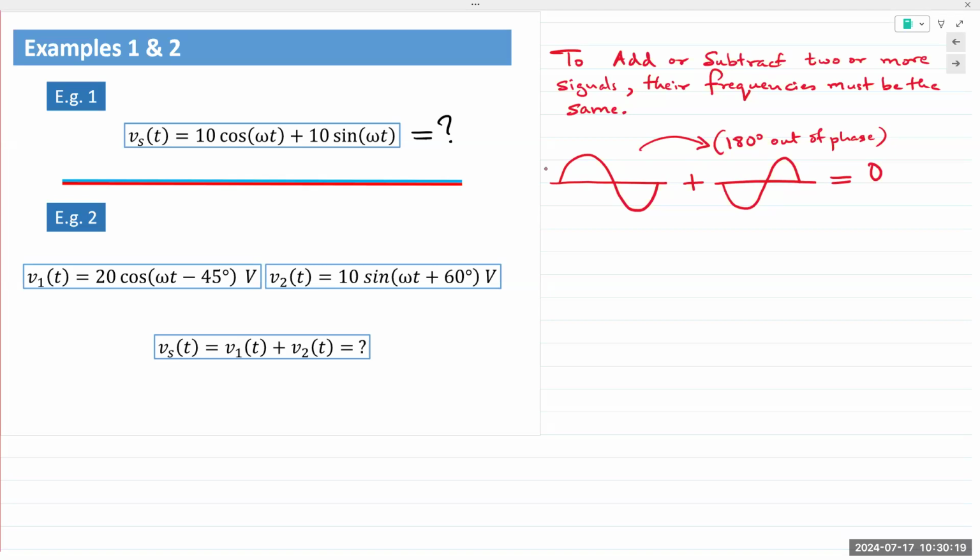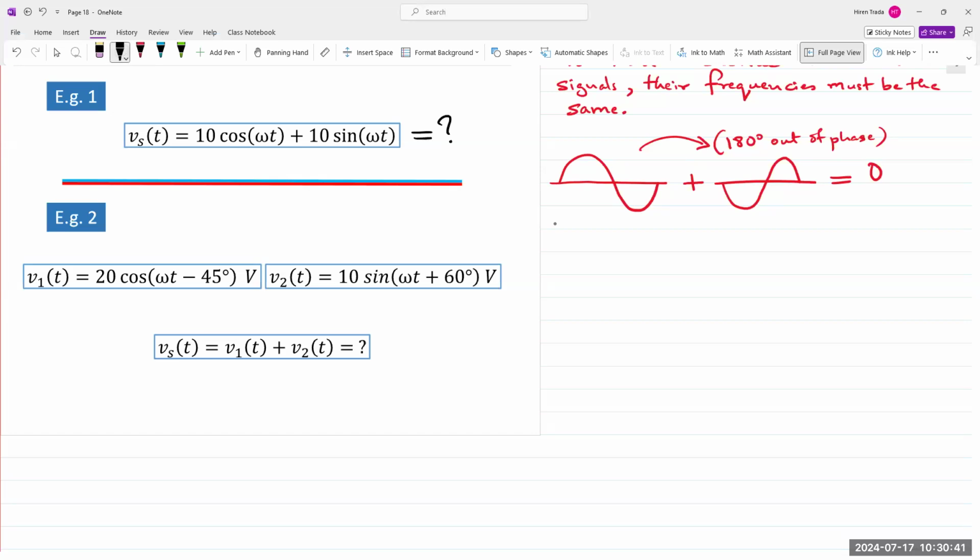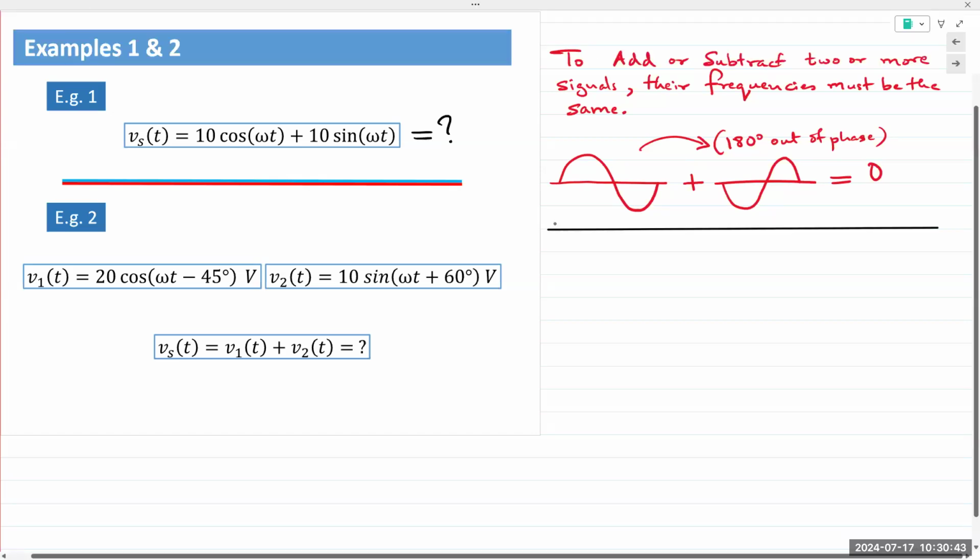So when you add two waveforms together with the exact same frequency, exact same amplitude, exact same magnitude and values, but they are 180 degrees out of phase, the resulting output is equal to 0. If it's not the same frequency, you cannot add or subtract them. Okay, you cannot add or subtract them. So let's begin example 1.